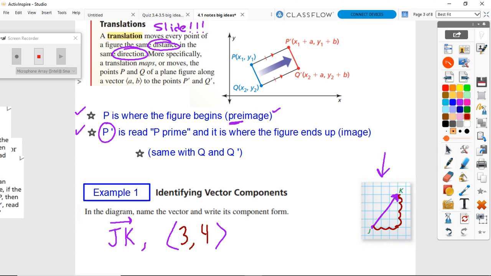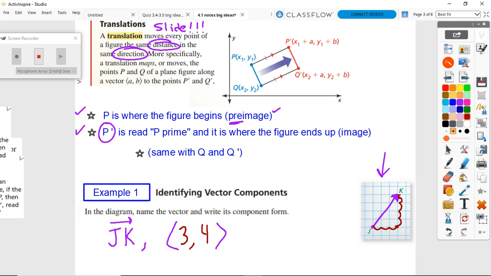Cool thing about vectors, it doesn't matter where you put them on the coordinate plane. If I tell you to start at 0, 0, then you would go to 3, 4. All right, that's cool. But you don't have to. You can start anywhere you want on the coordinate plane. As long as you go 3 units to the right and 4 units up, then bada bing, you're good to go.